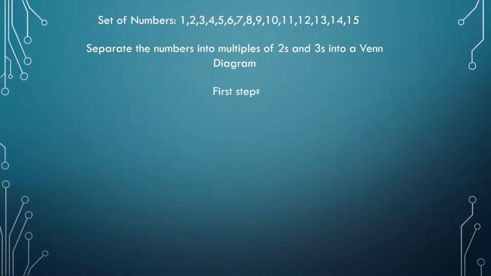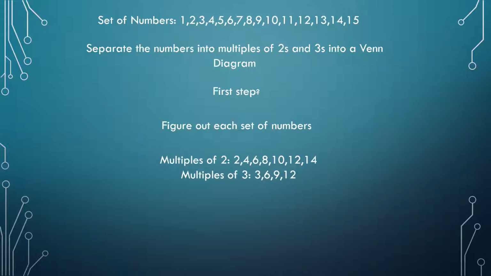So if we've got the multiples of 2s and the multiples of 3s, we can go ahead and write them out in a list. So multiples of 2, which is 2, 4, 6, 8, 10, 12, and 14. And then we have our multiples of 3, which is 3, 6, 9, 12, and 15. I did not add that on the end.